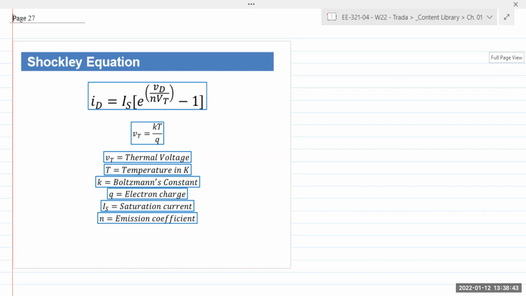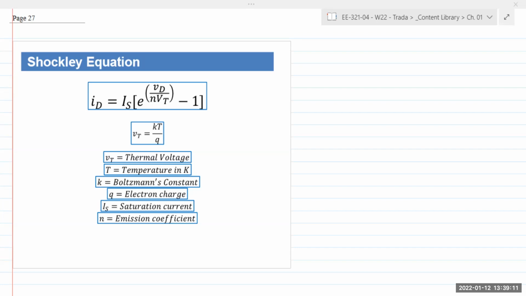Shockley was one of the scientists, researchers who was involved with creating the first solid state transistor. The equation was something that he came up with, named after him, the Shockley equation. It's also sometimes known as the diode equation or Shockley diode equation, but that's where it comes from.